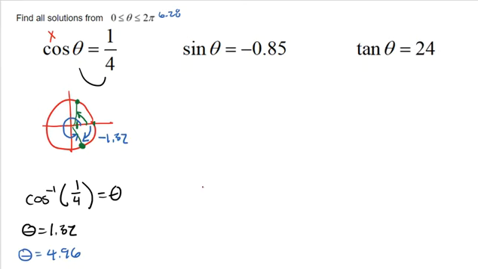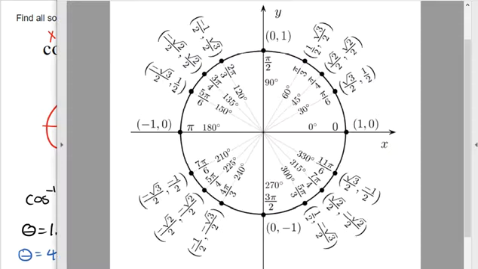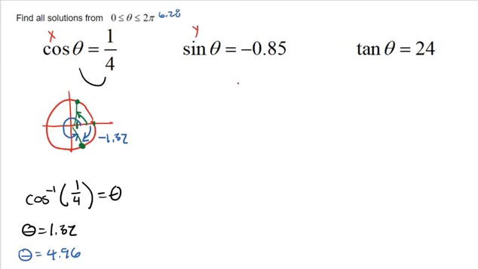Same scenario. Sine is a y coordinate from the unit circle. If I look on my unit circle, I certainly don't see any negative 0.84s, or negative 0.85, sorry. So again, draw a picture. Pictures are worth 1,000 bazillion words. So a y coordinate of negative 0.85 is going to be down here somewhere. Again, it's a y coordinate, so I'm on the y-axis, and it's negative, and it's almost down to negative 1 there at the bottom. So that means there's 2 answers.